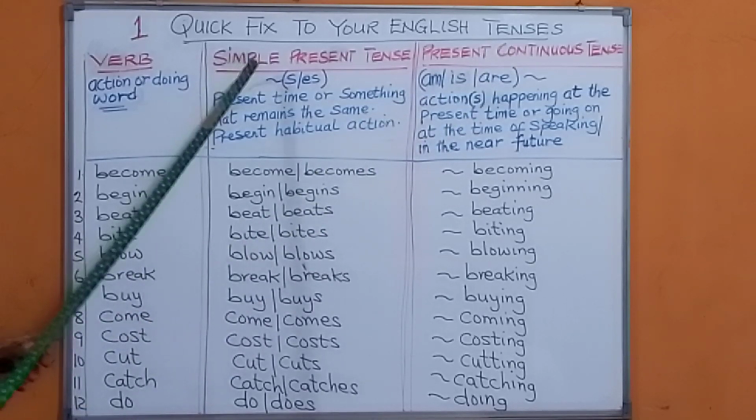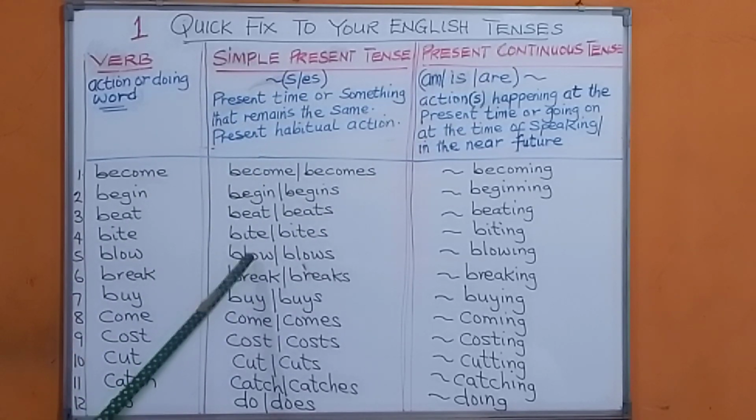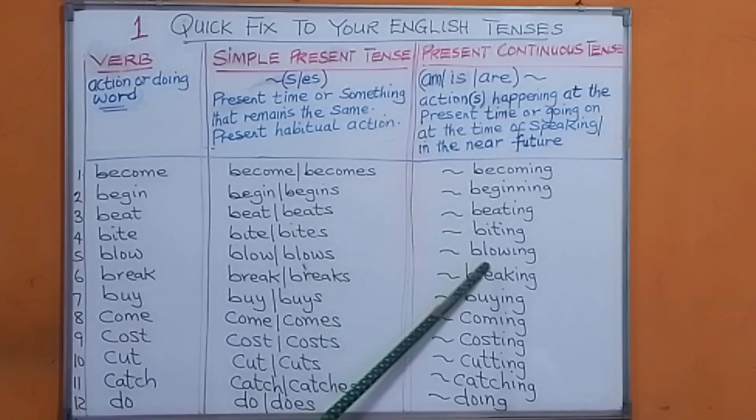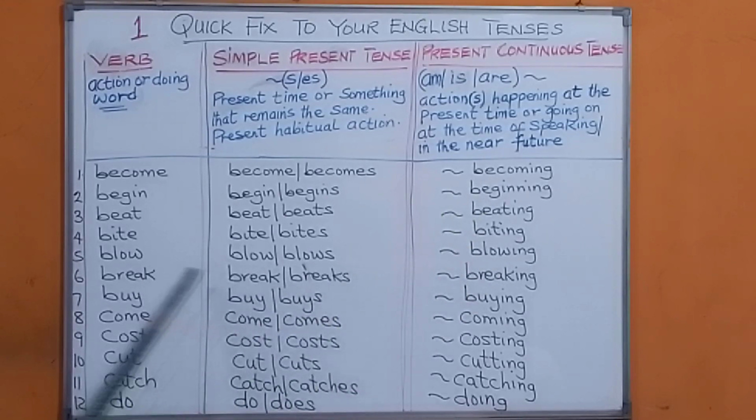Blow. Simple present, blow. That is when there are many. If it's one, say blows. He blows, the wind blows. Present continuous, blowing. I am blowing. He is blowing. We are blowing.